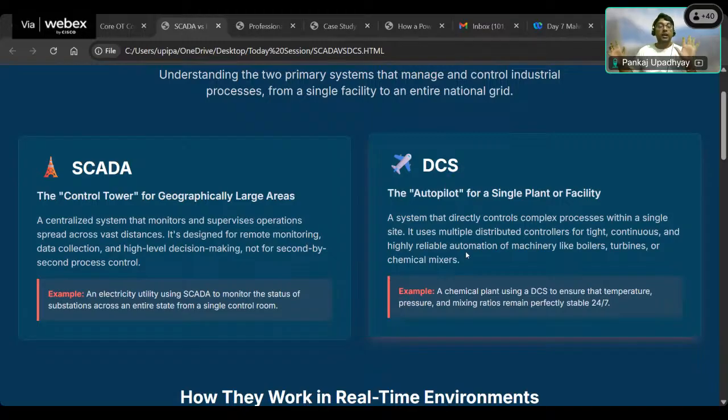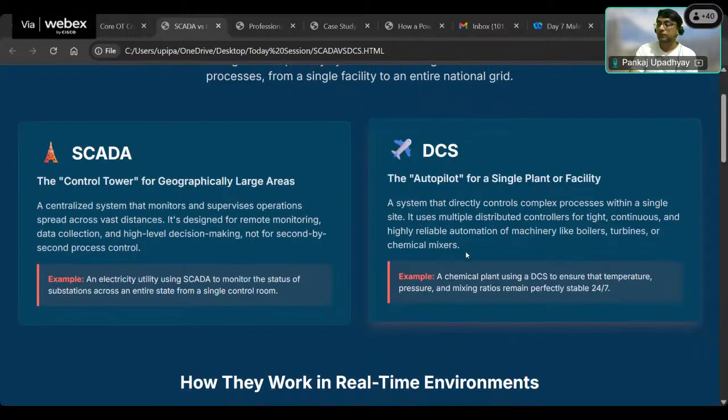Is this clear? The why? What's the difference between the SCADA and the DCS? Yeah. Anyone have any question?